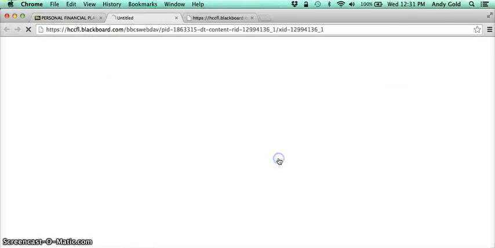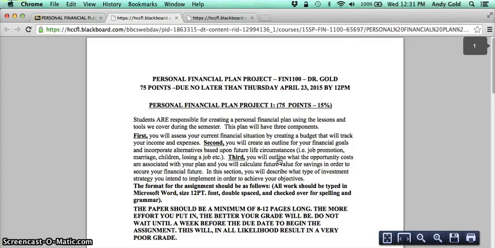So let's dive into the instructions and see where we're at with all of this. The Personal Financial Plan project, first of all, is worth 75 points of your total grade, and it's due no later than Thursday, April 23rd, 2015 by 12 p.m. If you do not complete this assignment by that date, your assignment will not be accepted late.